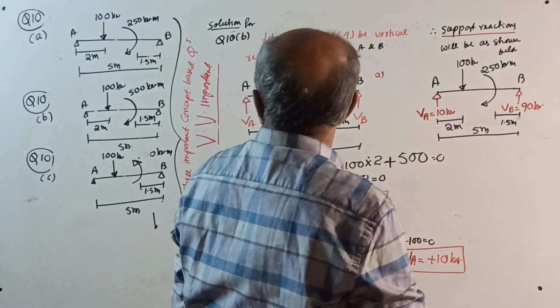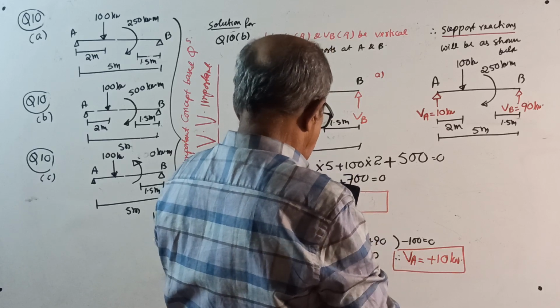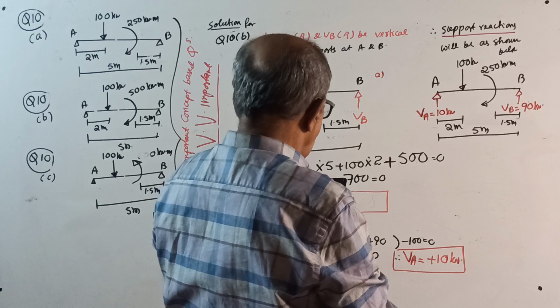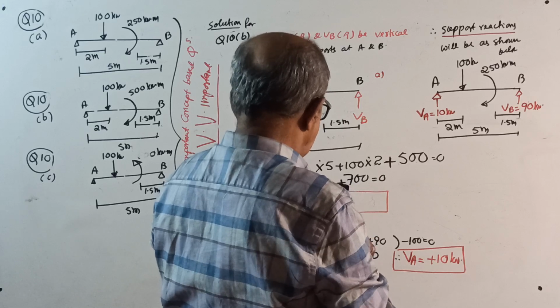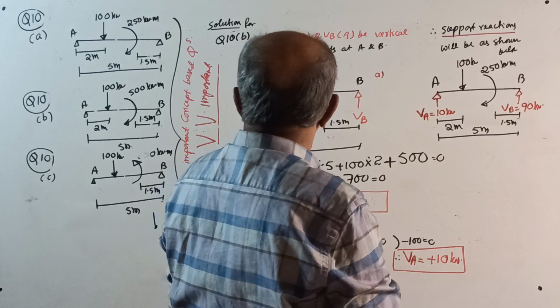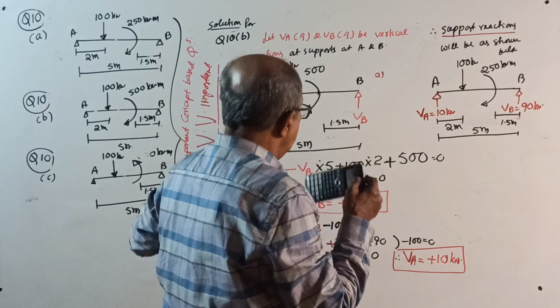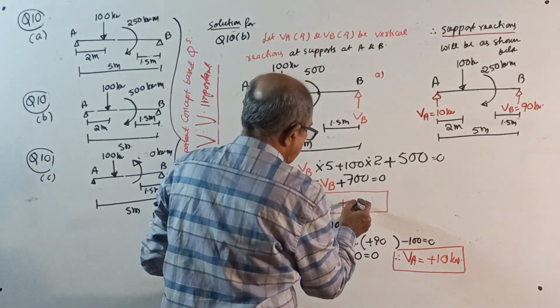One minute, I'll check the answer. 100 into 0.6, 100 into 0.4 is 40, 250 is 50. Correct, correct. Okay, everything correct. So therefore, 700 divided by 5, it will come plus 140 kilonewton.